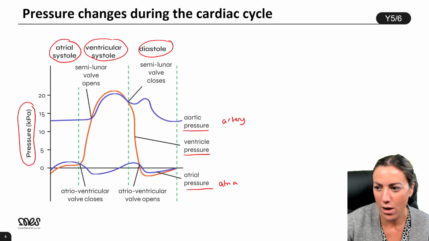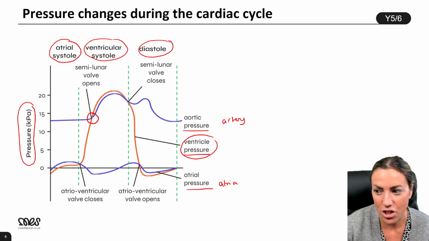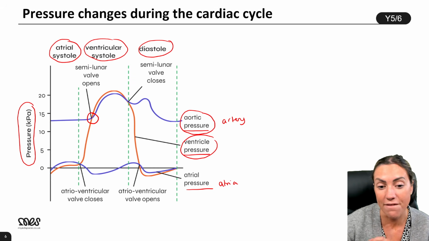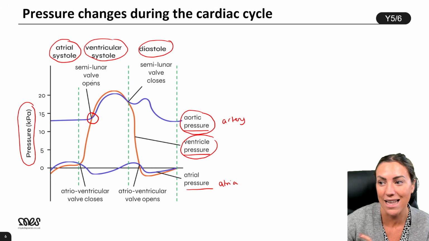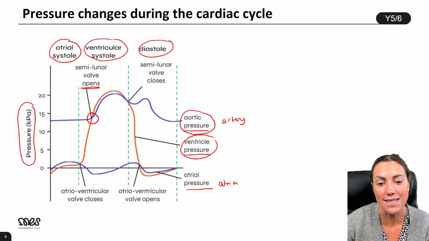So if we start with this one here, what this is showing us, if you look at the lines, is the orange line, which is the ventricle pressure, has just exceeded the purple line, which is the aortic pressure. So this is telling us the ventricle pressure has gone above the pressure in the aorta. Now, when the pressure in the ventricle is above the pressure in the aorta, that's going to force the semilunar valve open and blood will flow from the ventricles into the artery.